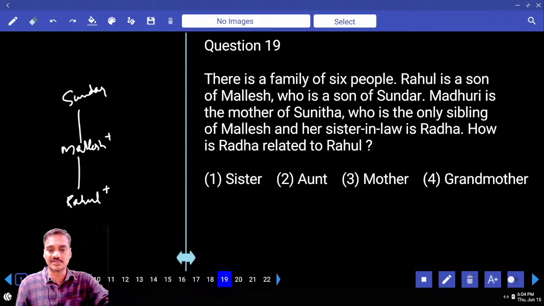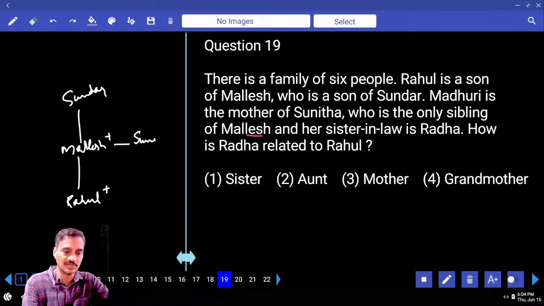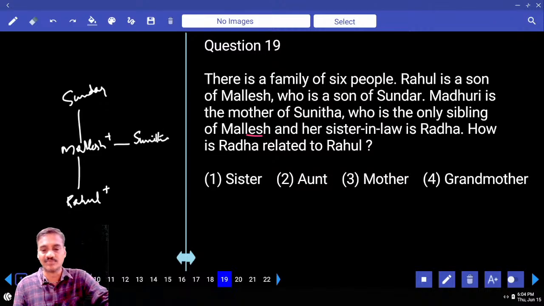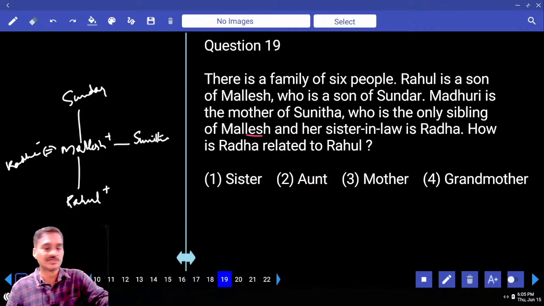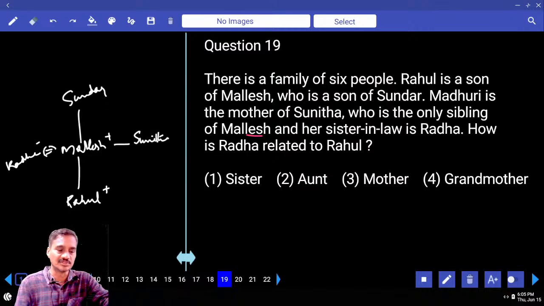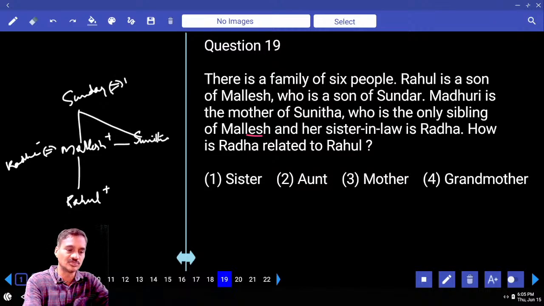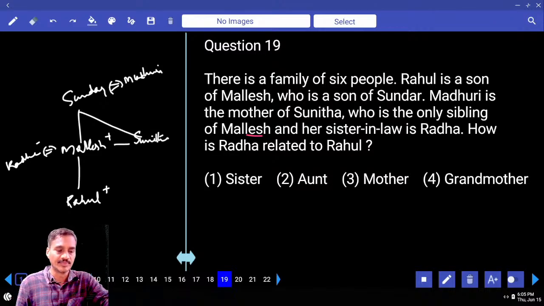And Madhuri is the mother of Sunita. Sunita is the only sibling of Mallesh, and her sister-in-law is Radha. Her sister-in-law is Radha means this Radha could be the wife of Mallesh. Then Madhuri is the mother of Sunita, that means Sundar and Madhuri are married to each other. Isn't it? Then, how is Radha related to Rahul? Rahul's father's wife, that is Rahul's mother, that is choice 3, question number 19.